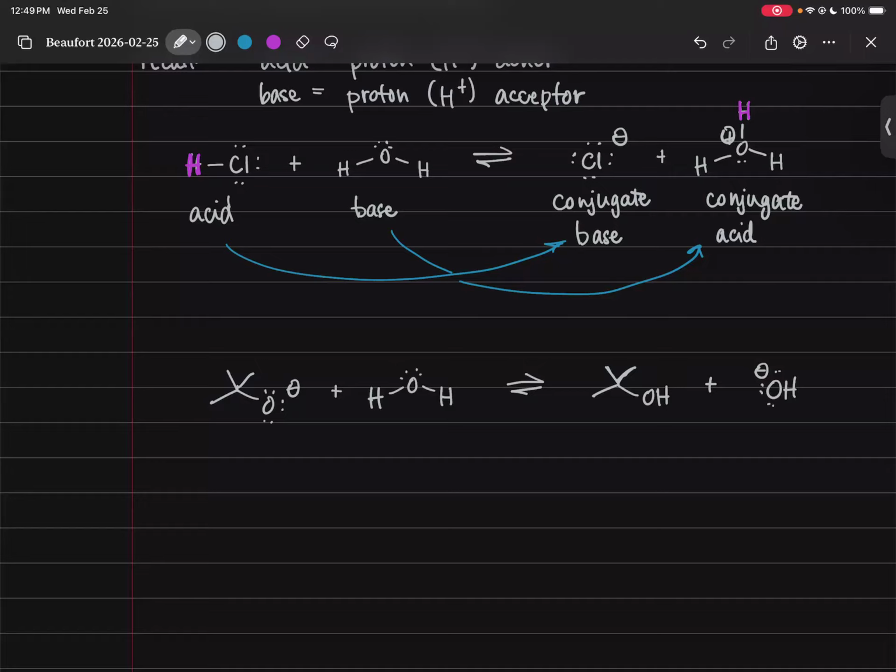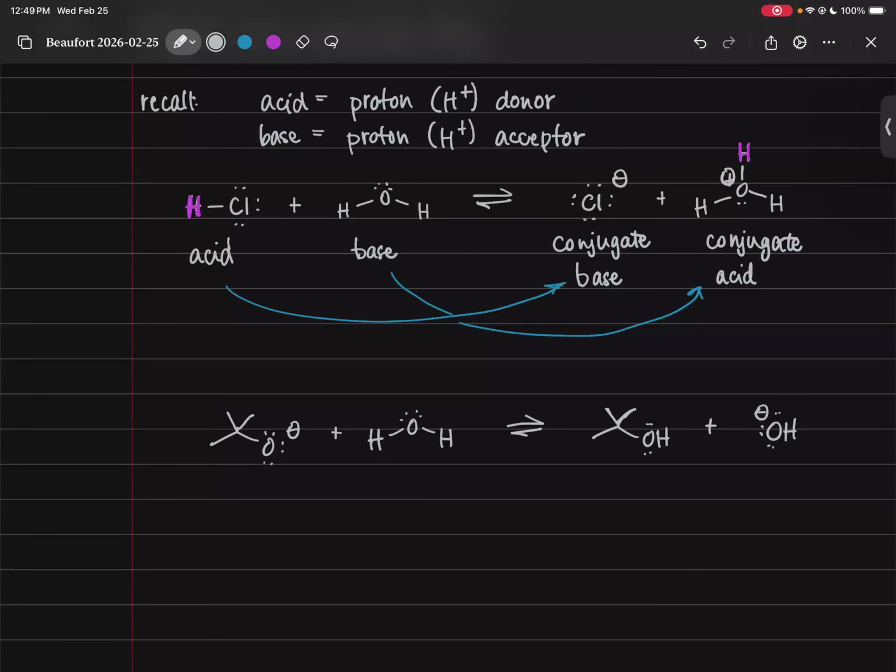Okay, I'll be good and add my lone pairs in. You should do this too. Okay, what about this reaction? The ion on the left, is that our acid or base? So based on our definition, what is it doing between the beginning and the end of the reaction? Is it donating or accepting a proton? Accepting a proton. So this is our base.